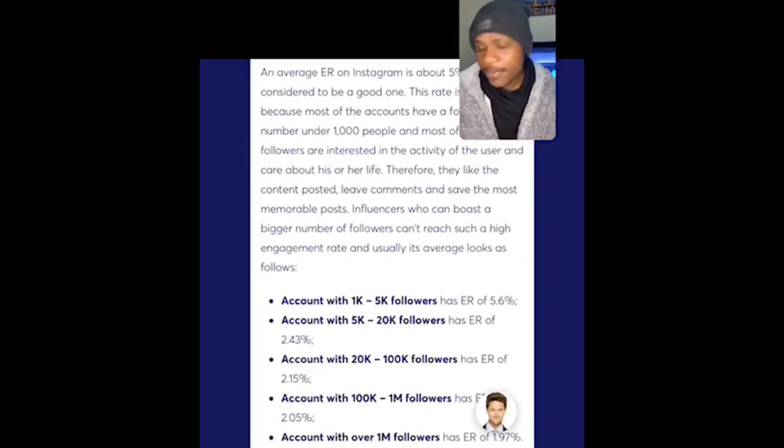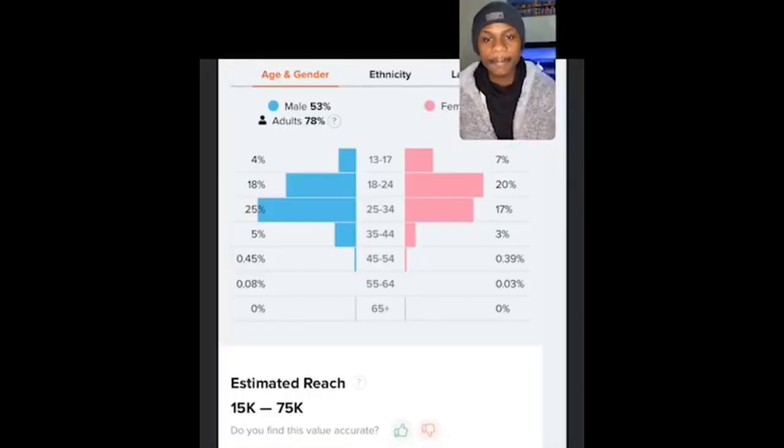Before you even think of creating content, there's an important part you have to consider: demographics. Instagram has this feature under insights. You go check how many males and how many females are in your account. You have to know the age group of your followers.